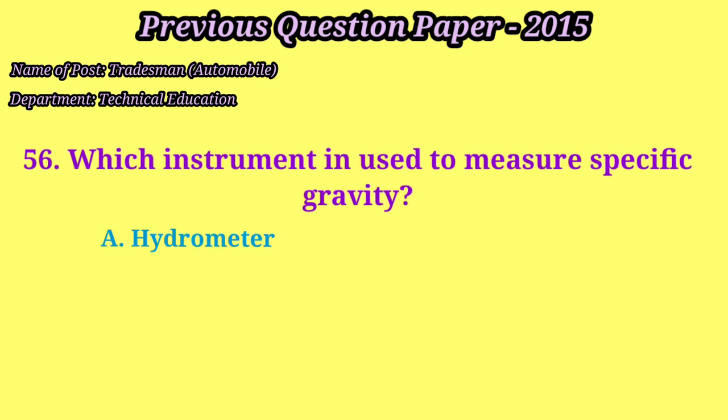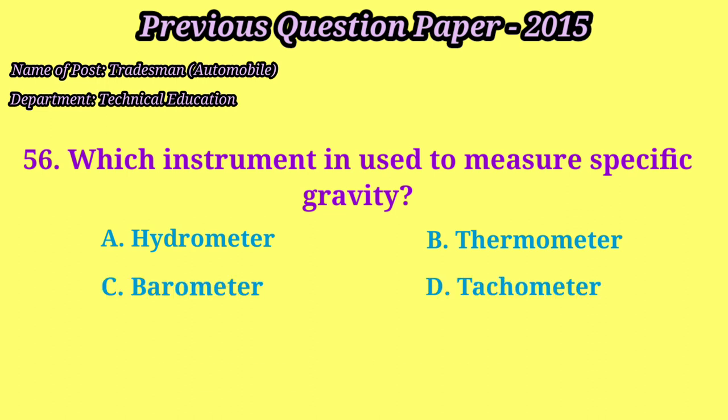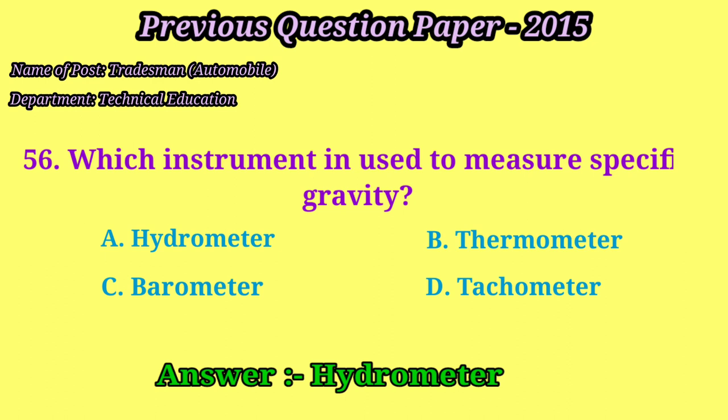56. Which instrument is used to measure specific gravity? A. Hydrometer. B. Thermometer. C. Barometer. D. Tachometer. Answer. Hydrometer.